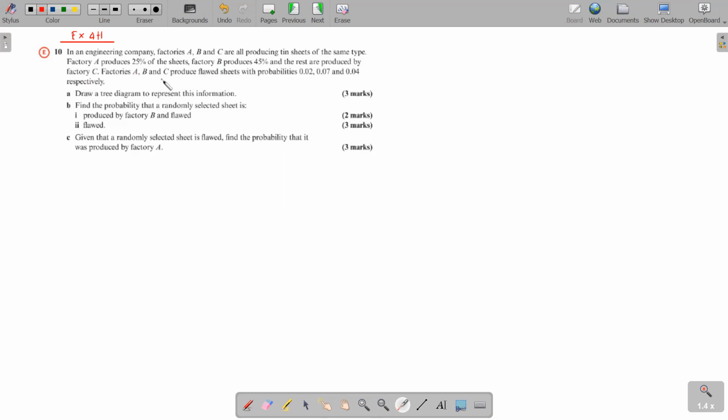Then they say factory A, B, and C produce flawed sheets with probability 0.02, 0.07, and 0.04 respectively. So these factories produce these sheets, but when they're producing, there is also a chance that some of the sheets have faults. The probability of factory A producing a faulty sheet is 0.02. Factory B producing a faulty sheet is 0.07. Factory C producing a faulty sheet is 0.04.